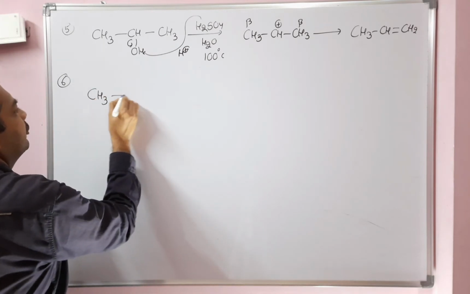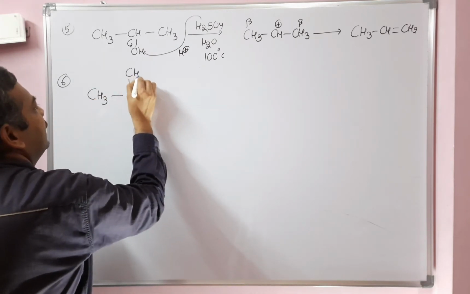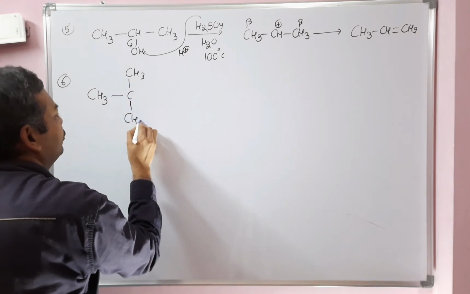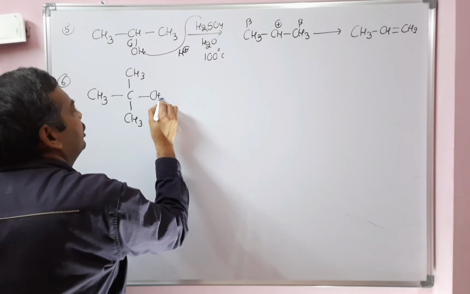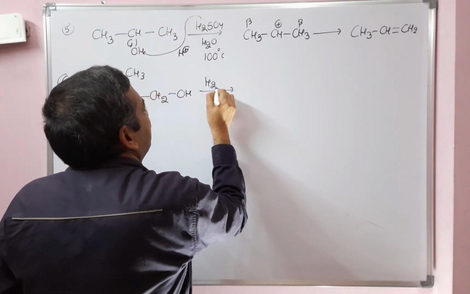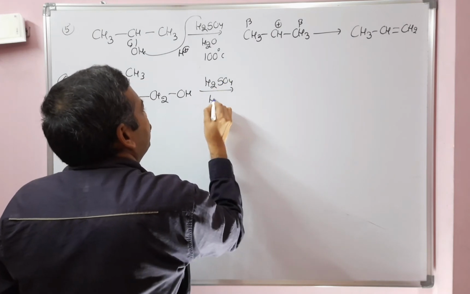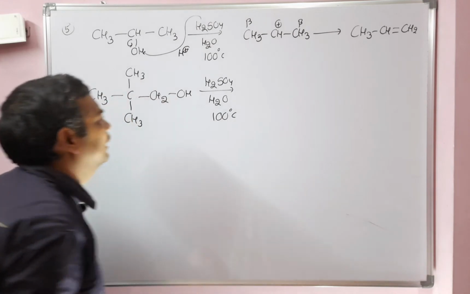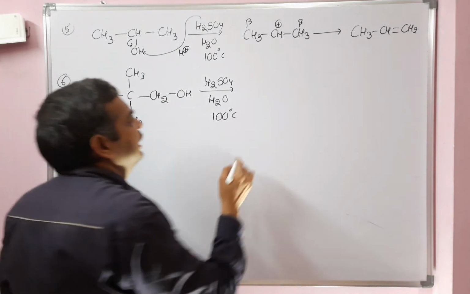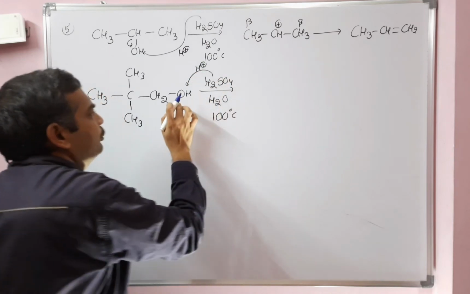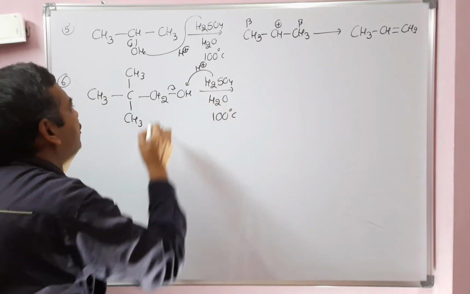CH3, CH3, CH2OH, CH2OH reacts with H2SO4, write the product obtained. H2SO4 water at 100 degree centigrade. Okay, let's see what is happening here. Initially H plus will attack here, after that it gets converted into OH2 plus and this group will cleave, and we will get the carbocation.